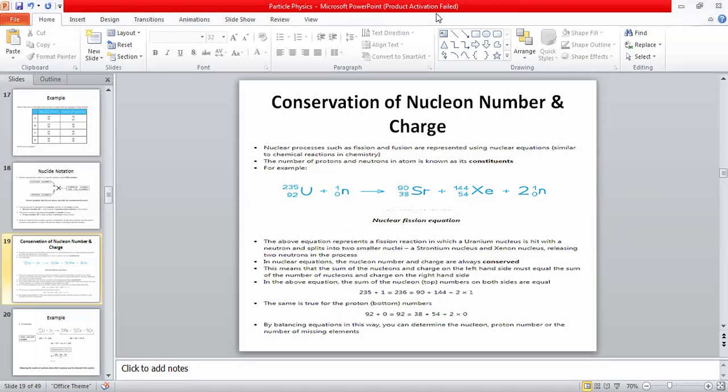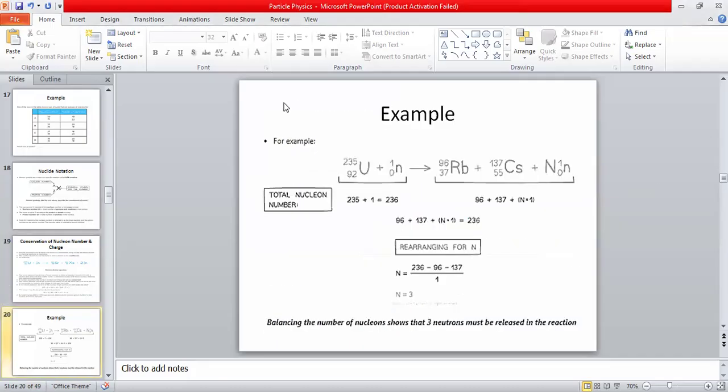All right. So moving onwards, the next topic is an example. Let's see it. For example, uranium: there is one uranium and one neutron. They hit and form one rubidium, one cesium, and n number of neutrons. The question says you have to find this number of neutrons. How many neutrons are going to be formed on the right hand side?